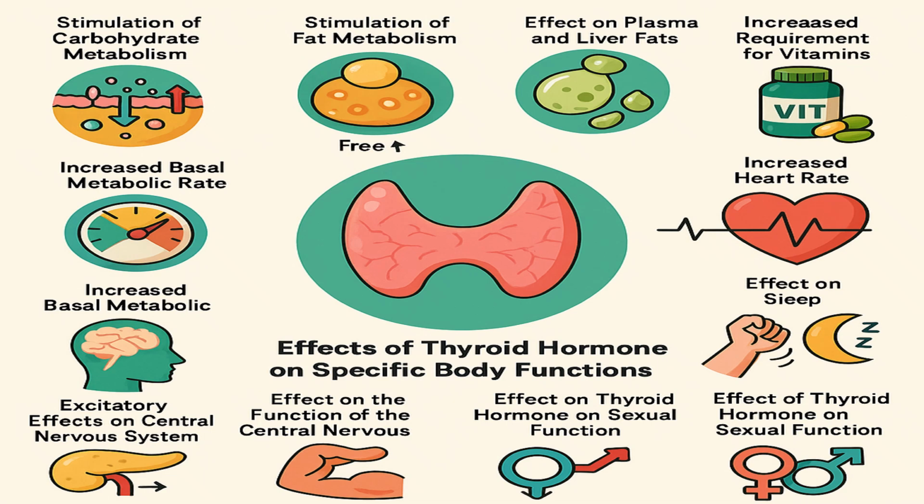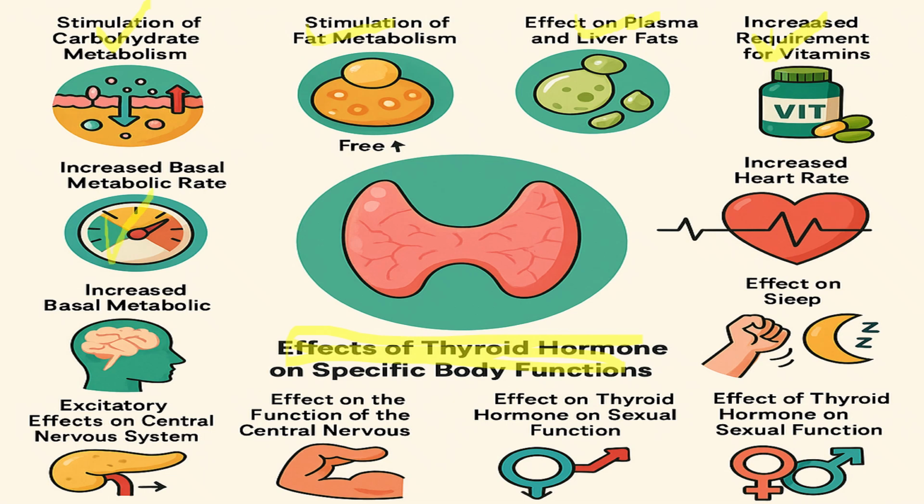So this picture is showing the effects of thyroid hormone on specific body functions. There is stimulation of carbohydrate metabolism. There is stimulation of fat metabolism. There is an effect on plasma and liver fats. We have seen all these activities in detail earlier. Due to this increased metabolic activity, there is also increased requirement for vitamins.